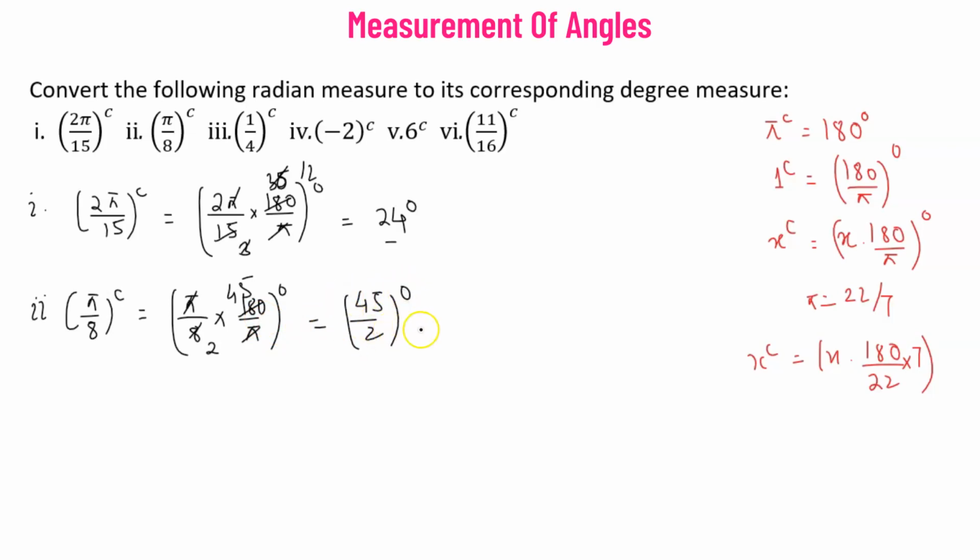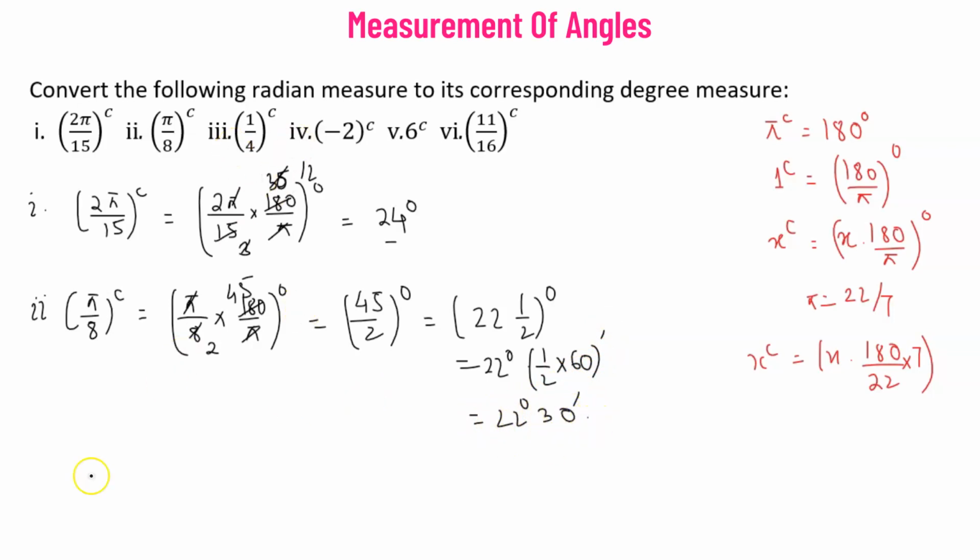But we'll have to convert this into minutes and seconds. So 45 over 2, when we convert it to a mixed number, we get 22 and a half. So this is 22 and a half degrees. Then we can write 22 degrees and a half, and the half will be converted into minutes. So we'll multiply half by 60 and this will get converted to minutes. So we have 22 degrees, and half of 60 is 30. So we have 22 degrees, 30 minutes.